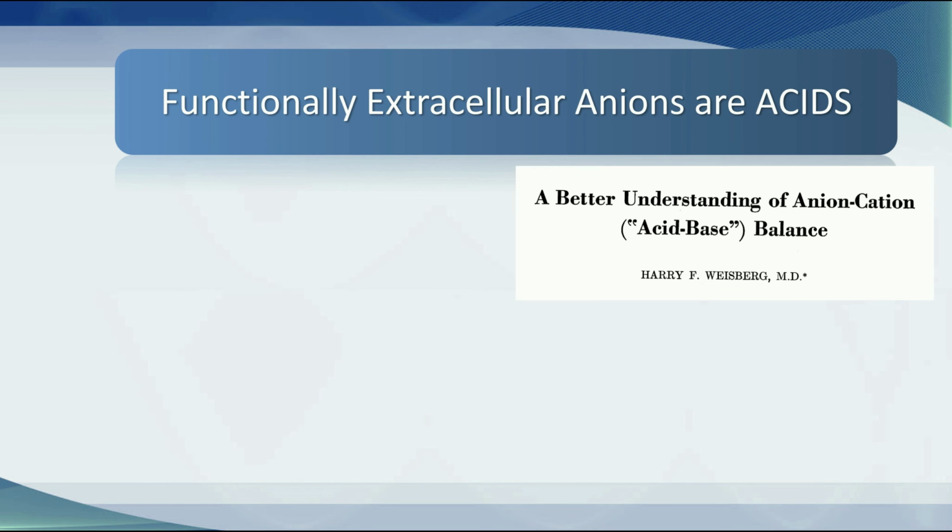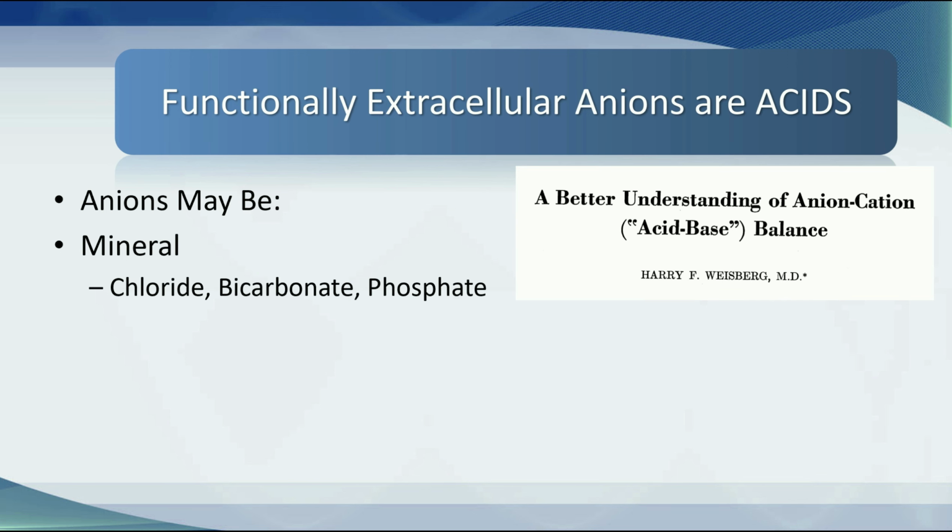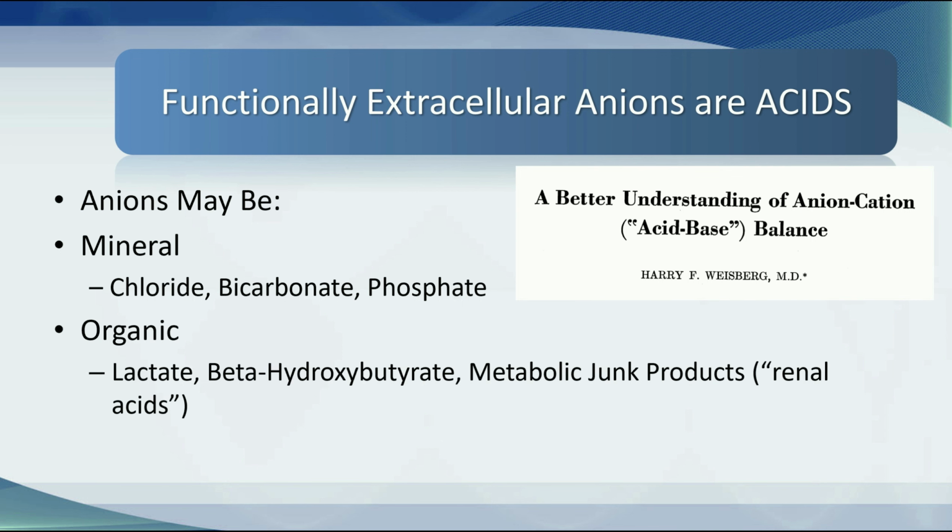Whether you agree with this or not, for most of the history of acid-base, including today, there are people who think that anions are acids, or at the very least represent the presence of acids. And if you are a user of the Anion Gap, you actually believe in this approach. Now, anions may be mineral, which are chloride, a strong ion, and weak acids, bicarbonate and phosphate. They function as buffers, or organic, the following of which are absolutely strong ions: lactate, beta-hydroxybutyrate, and metabolic junk products.